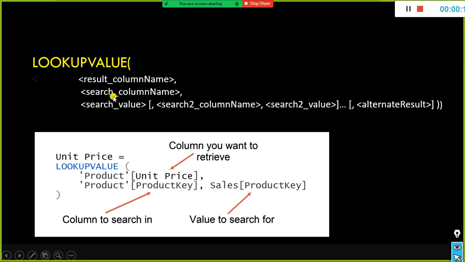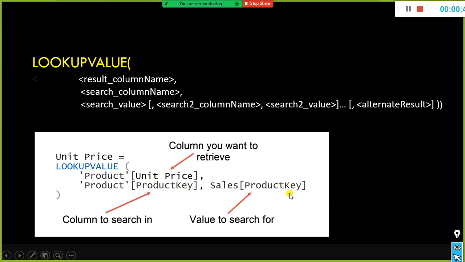So here, for example, my measure name is unit price. Lookup value function, right? The first argument, you need to specify the column you want to retrieve from the target table. In which table? In the product table, I want to get the unit price by doing a lookup of the product key from my sales table's product key.